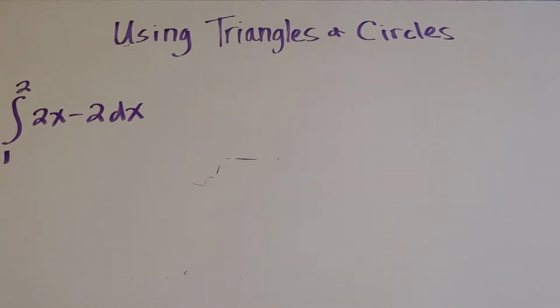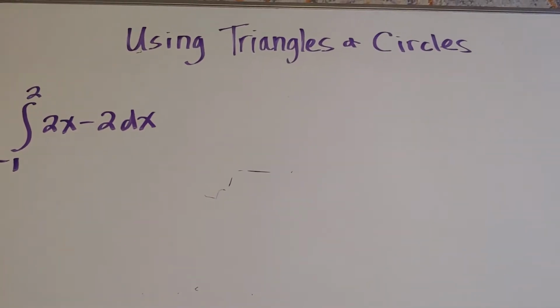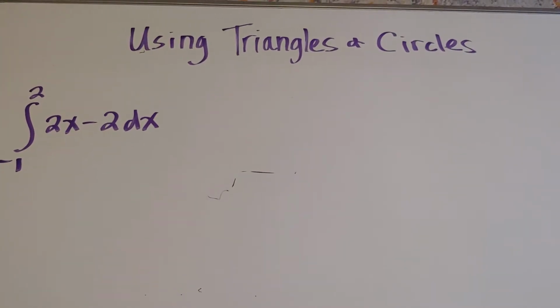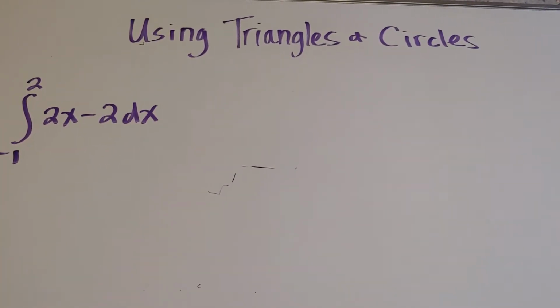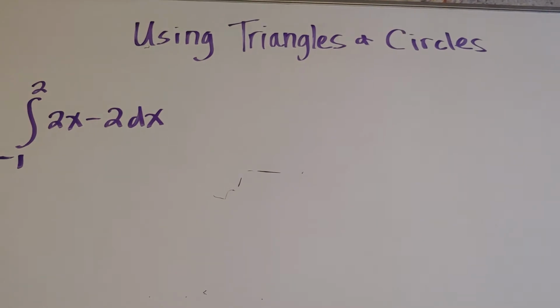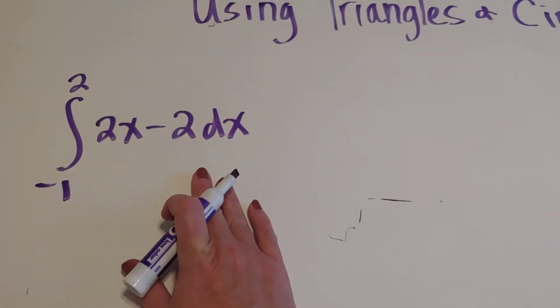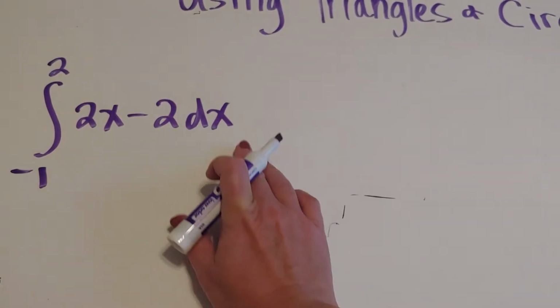In this video, we're going to look at using triangles and circles to find area. And you might be wondering, well, why? Well, because maybe that's a better shape or an exact shape to use rather than rectangles. So let's take, for instance, this integral from -1 to 2 of 2x minus 2 dx.